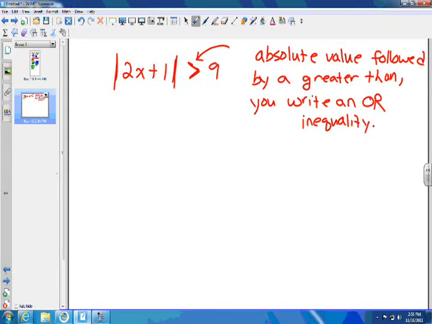We all ready to go ahead here? So this is how you split these up. You write it exactly as it is without the absolute value. 2x plus 1 is greater than 9. We didn't change anything there except no absolute value. Or 2x plus 1 is less than negative 9. That's how you do the ors. The first one is exactly the same. The other one, you flip the sign and make it negative.